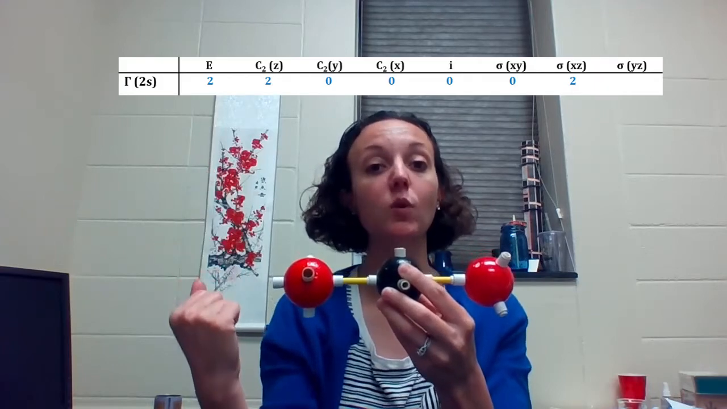If we reflect through the YZ plane, Y is coming toward you, Z is the axis of highest rotation, so that's this plane, coming flat through the molecule. If we reflect through that plane, then these 2 orbitals will stay in the same place, so we'll write down 2.